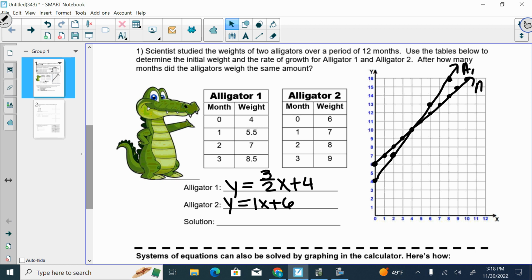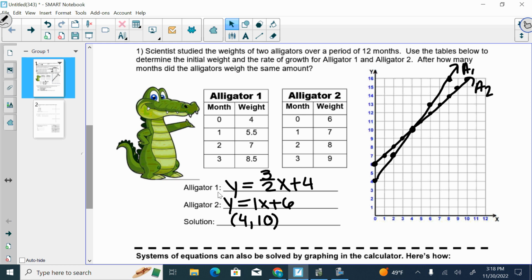All right, so did these two lines end up crossing? Yes, right here at this point, right? Where is that point at? 4 and 10. Other way around, right? 4, 10. Good. All right, so our solution is (4, 10).